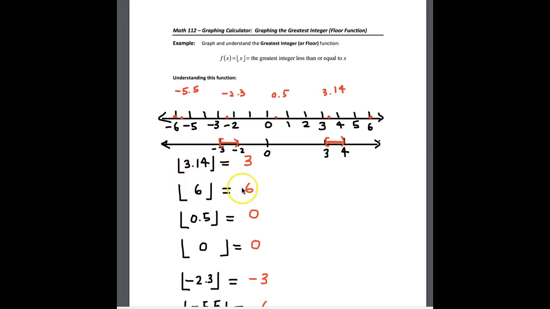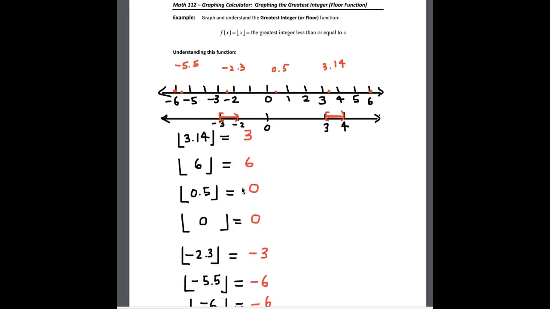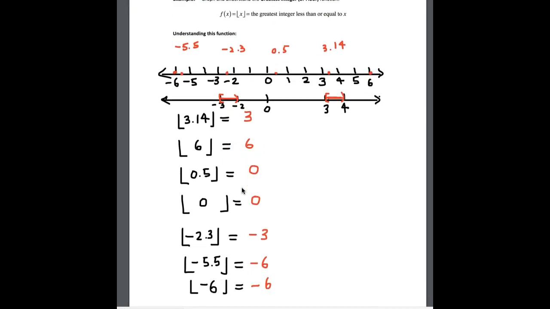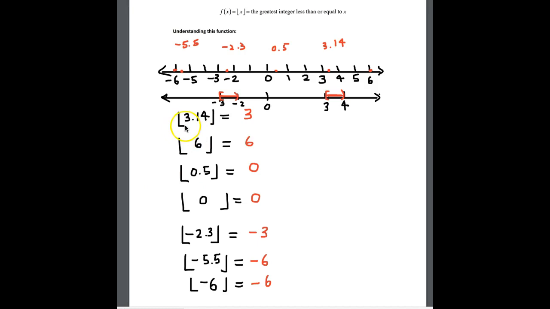What I've done is I've just written a few examples here. I'll slide up just a little bit, the greatest integer of different values. So 3.14, 6, 0.5, 0, etc. And we're trying to determine, how do we actually evaluate these x values based on the definition of this function? Well, let's start with the number line.